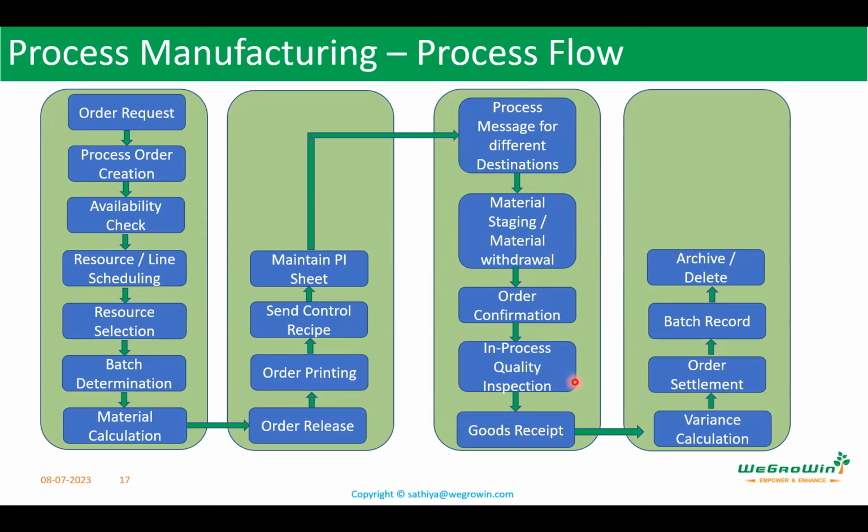Also here the quality inspection will be done as part of the in-process inspection or after the production also. Both things may happen. Goods receipt will happen, then variance is calculated, order settlement, batch record, and they will be archived or deleted. So these are the various steps involved in process manufacturing.